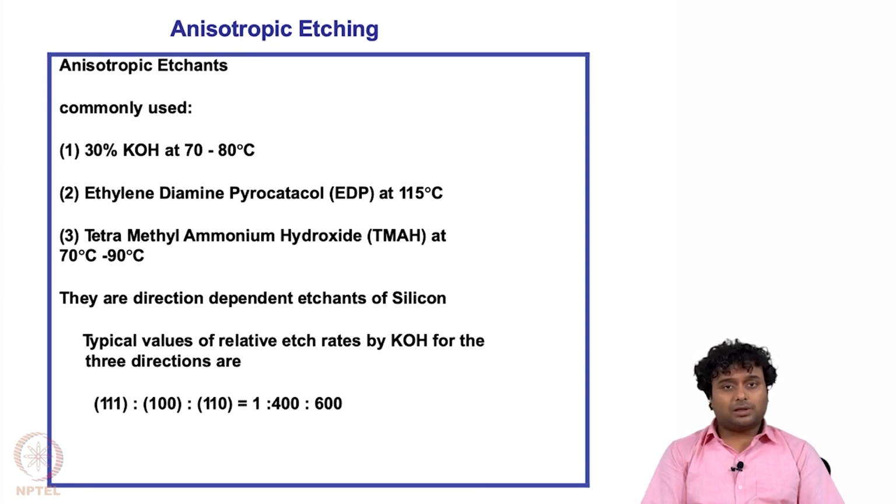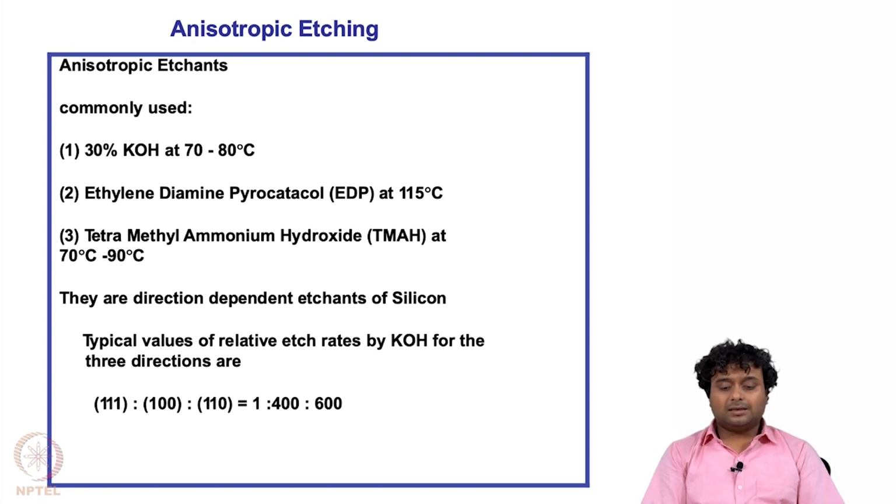As we know from our crystal structure itself, in the 110 direction one atom is connected with the bulk with only one bond, right. So this is the most probable case where the atom can easily get removed from the surface. In that case the etching rate is highest, like 600, whereas for 100 it is medium, like 400, and for the 111 case one atom is connected to the bulk with 3 different bonds. So it is the most stable plane, and in that case it is only 1.